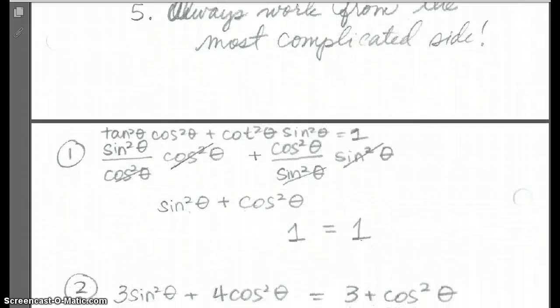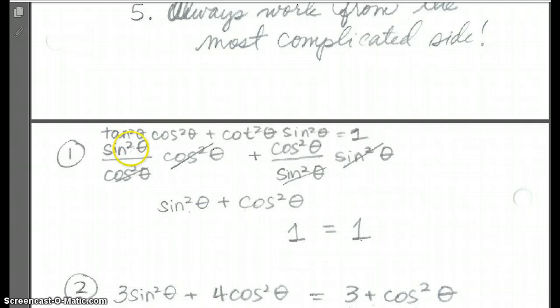So in this case, notice that I have tangent squared theta cosine squared theta plus cotangent squared theta sine squared theta equals 1. So I choose to work from the most complicated side. In this case, the left side, obviously, because it has more stuff to work with. The easiest thing you can do here is turn everything into terms of sine and cosine.